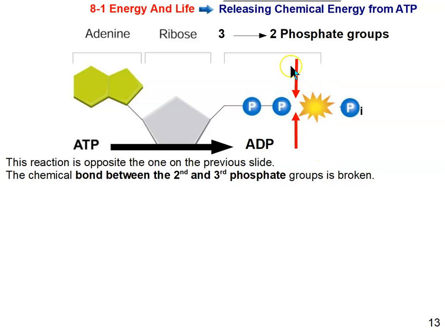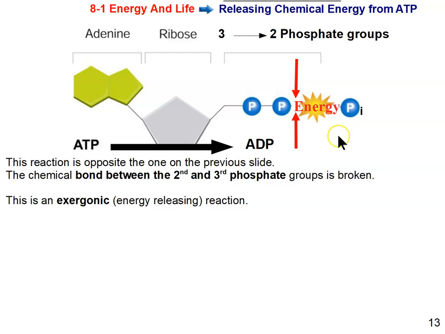Notice the flash here. When the bond is broken, they included a flash in the diagram, and whenever you see that kind of flash, it's going to have something to do with energy. So in this case, what they're suggesting is that when that bond is broken, energy is released. So it's an exergonic reaction, opposite of endergonic, right? It's an endergonic reaction to recharge ADP to ATP, but it's an exergonic reaction to release the energy from ATP and bring it back to ADP.